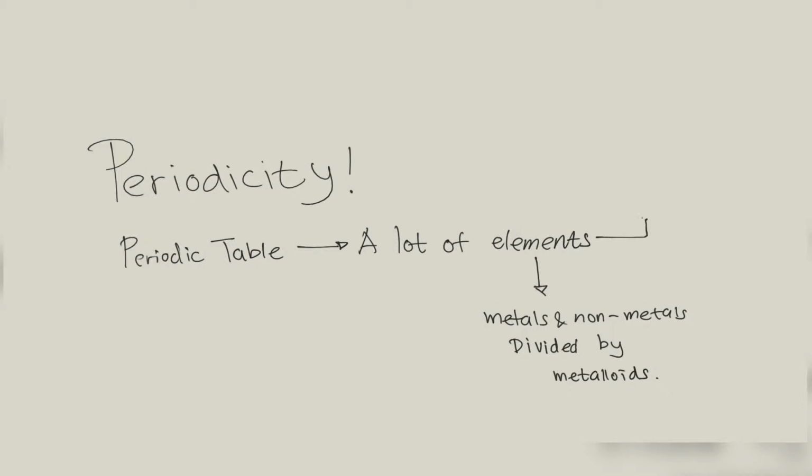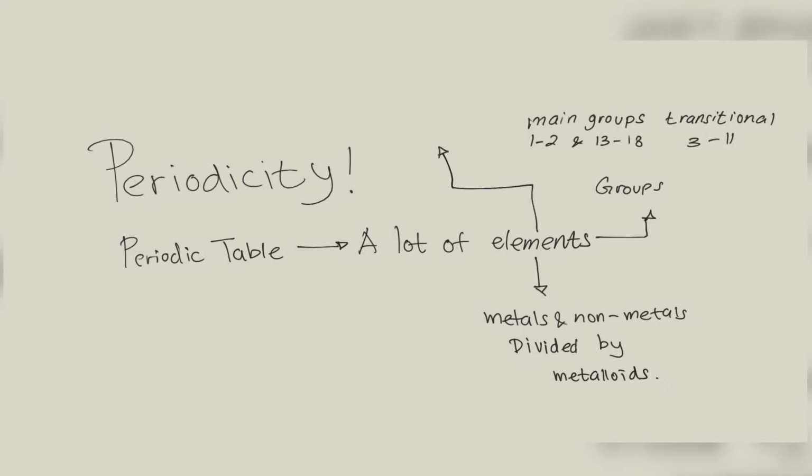Now, of course, there are also groups in the periodic table of elements. The main groups consist of group 1 through 2 as well as group 13 through 18. There are also transitional groups, which is filled with transitional metals from group 3 through group 11. Of course, that's not it.